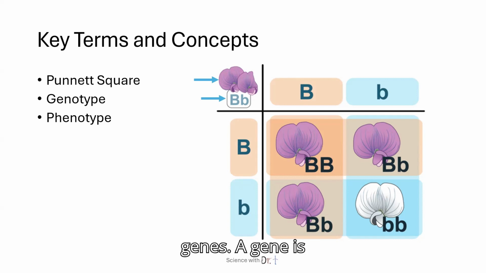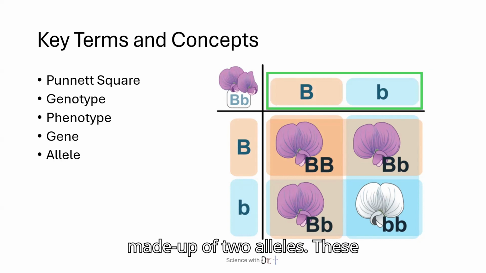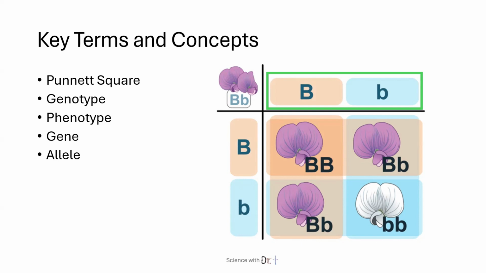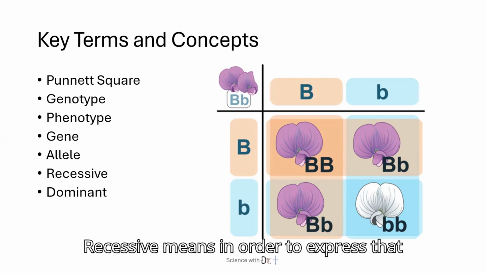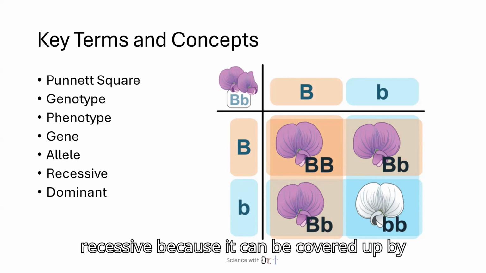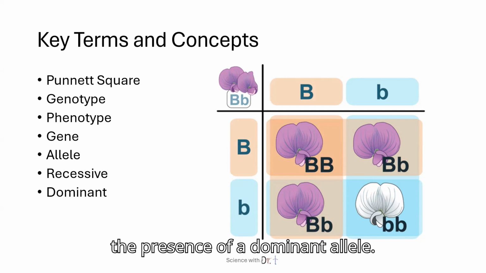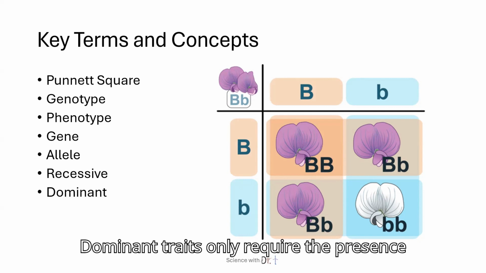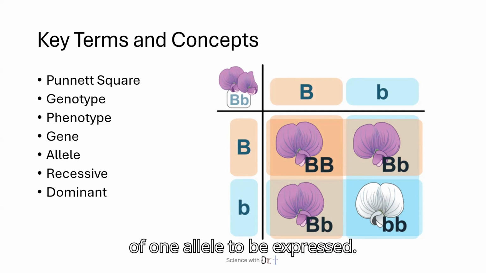A gene is made up of two alleles. These alleles can be recessive or dominant. Recessive means in order to express that trait, both alleles need to be recessive because it can be covered up by the presence of a dominant allele. Dominant traits only require the presence of one allele to be expressed.